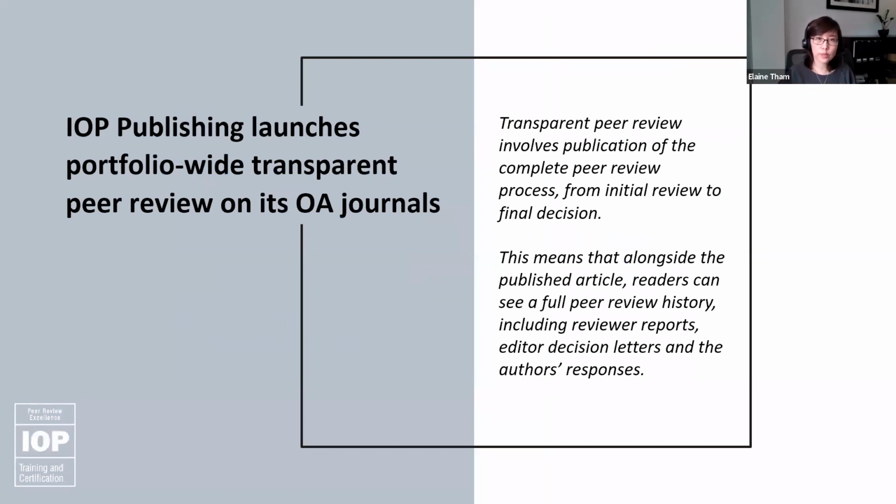Since the start of this year, 2022, IOP is also combining double anonymous with transparent peer review on all of our open access titles. Now, transparent peer review involves the publication of the complete peer review process from initial review to final decision. And this is done only if both the authors and the reviewers opt into this process. And if they are agreeable, alongside the published articles, readers will be able to see a full peer review history, including the comments in the reviewer reports, any editor decision letters, and the author's responses.